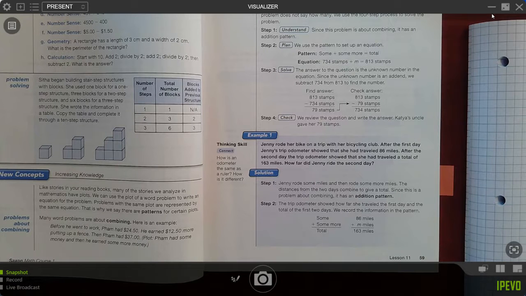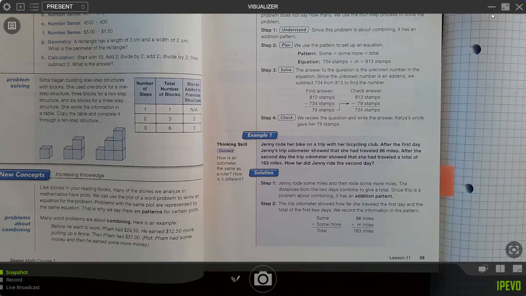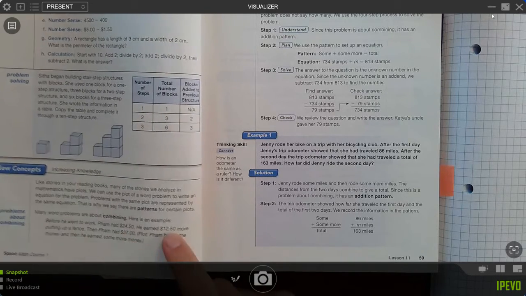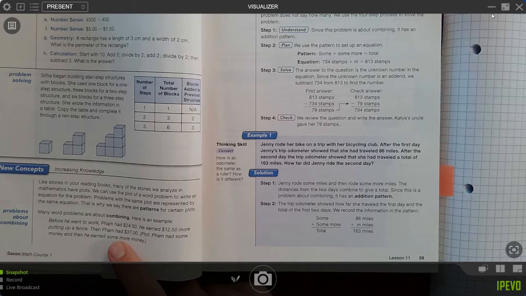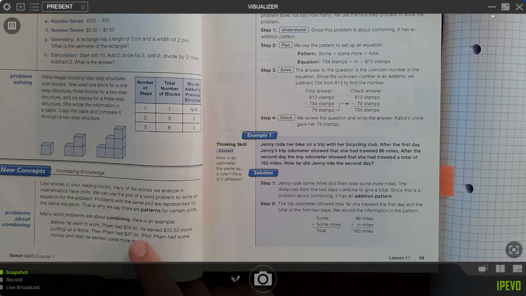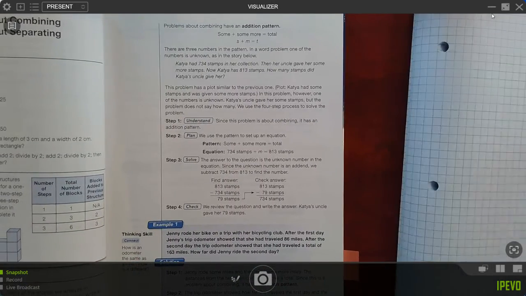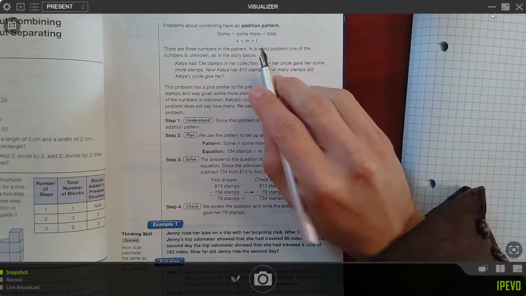So many word problems are about combining. Here's an example. Fam had $24.50. He earned $12.50 more putting up a fence. Then Fam had $37. Okay, so he had some money, he earned some more, and then he's at the end. Okay, so usually there's an unknown in the pattern, though. Usually there is something he doesn't have. There's his starting money, what he gets, and what he ends with. Okay, but usually, if this is an actual problem, one of those three numbers is missing, right? So they create the equation: some plus some more equals the total.